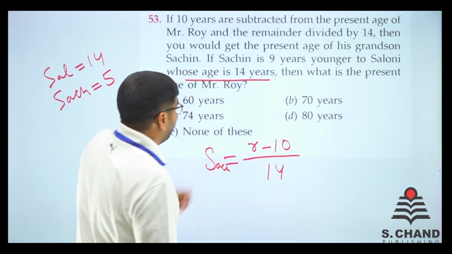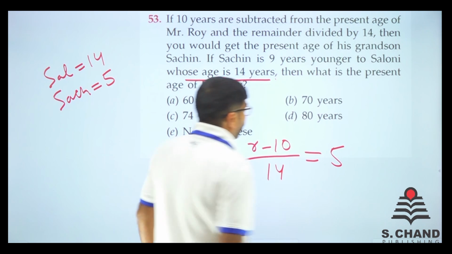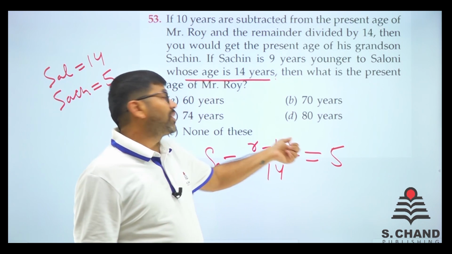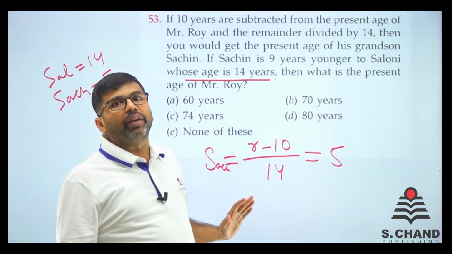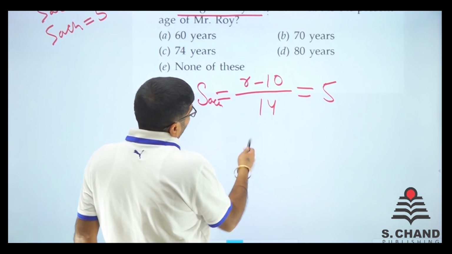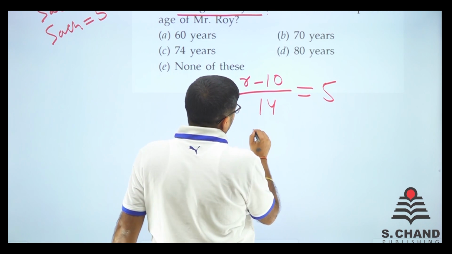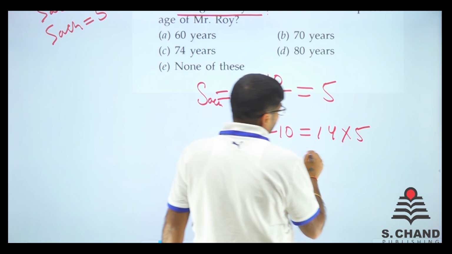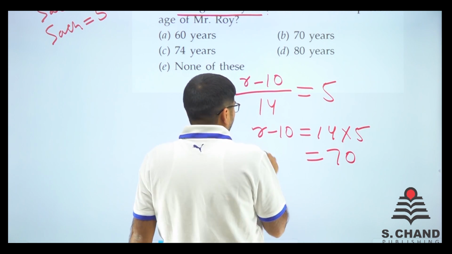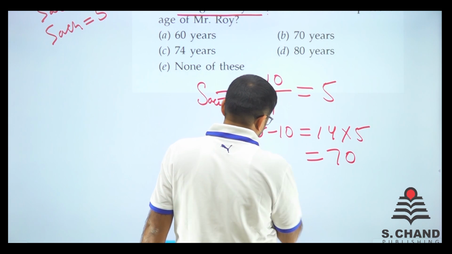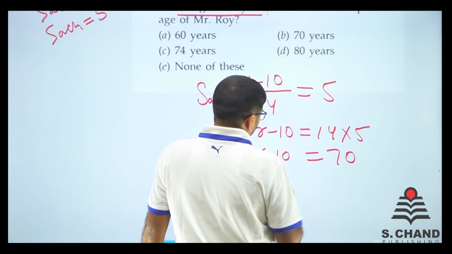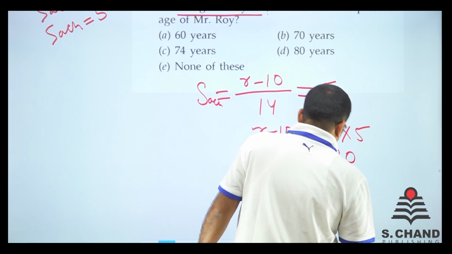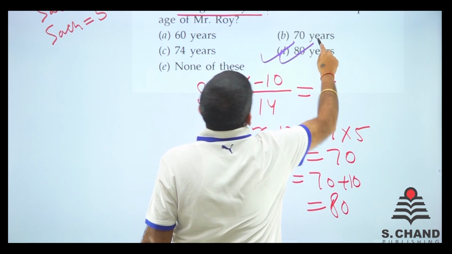Now this 5, let's put it here, because this is Sachin's age, because Roy's 10 years are subtracted from Roy's years and divided by 14. Just solve this one equation and you are done. So R minus 10 is equal to 14 into 5. So it becomes 70. R minus 10 is 70. So R is 70 plus 10, that means 80. So Roy is 80 years old.